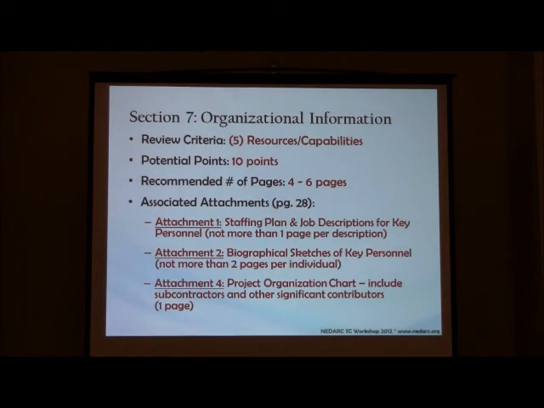Okay. So here we go. The project narrative. Five is the review criterion, number 5, resources and capabilities. Potential points, 10. It is 4 to 6 pages, and this one does have associated attachments: the staffing plan and job description, which is attachment 1; attachment 2, the biographical sketches of key personnel; and the attachment on your organizational chart, which is the funnest thing you get to do because it's visual.